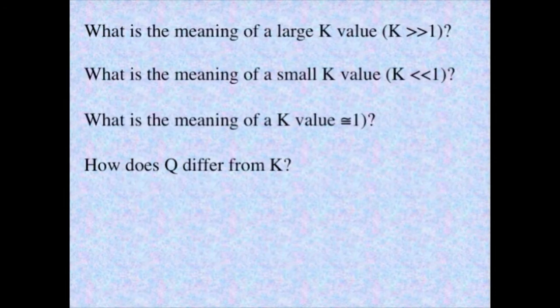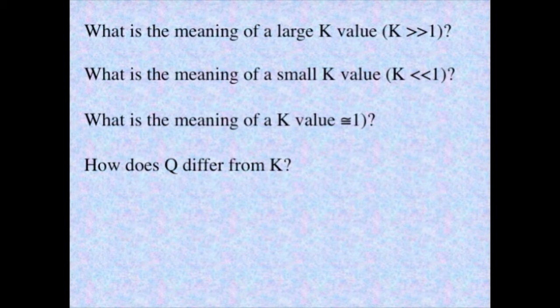So let's answer these questions. What is the meaning of a large K value? And of course, that means there's lots of product, very little reagent. And the reaction proceeds in the forward direction from reagents to products. What's the meaning of a small K value? Just the opposite. The reaction does not proceed well to the products. There's relatively few products and lots of reagent.